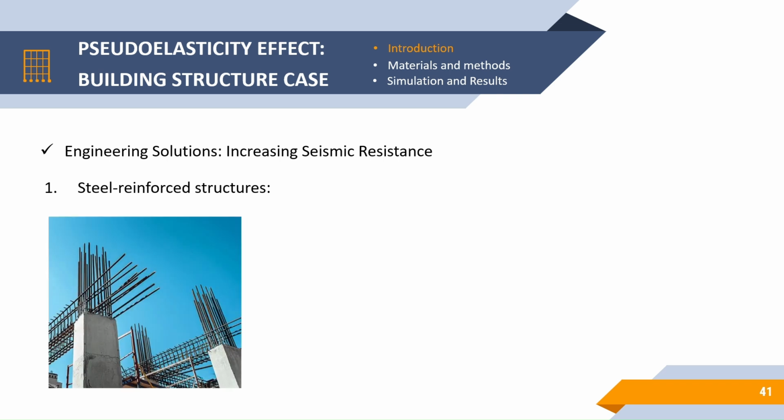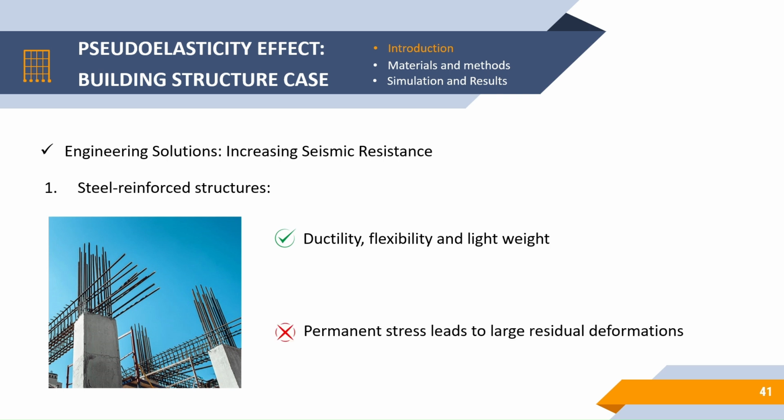So many engineering solutions have been implemented in order to increase the seismic resistance of buildings. The first technique is the classical steel reinforced structures, and it relies mainly on ductility, flexibility, and light weight. However, most steel strains are permanent, which causes large residual deformations that render the structure unusable after an earthquake.